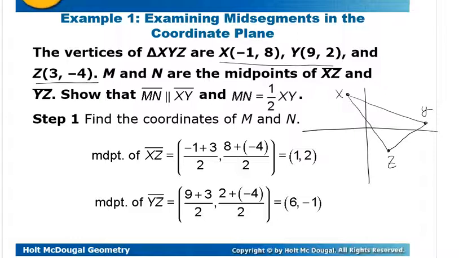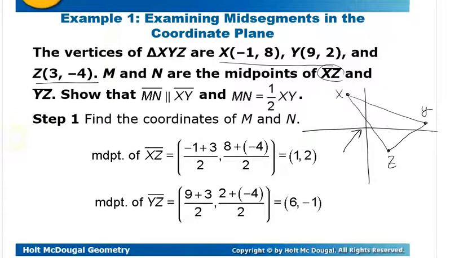and YZ. So first of all, we need to figure out where that is. So M and N are the midpoints. So let's find the midpoint of XZ, because that's what it tells us first to find. So somewhere in the middle of this side is going to be, let's put point M there. So what we do is we find our midpoint using the midpoint formula. So you have X and Z, because that's what it tells us to do.